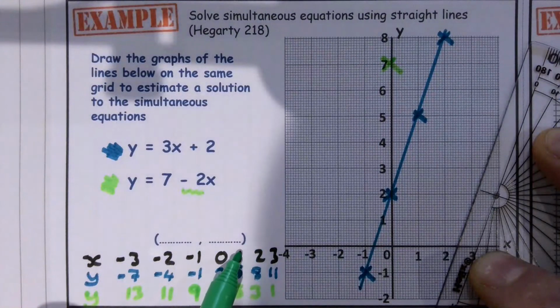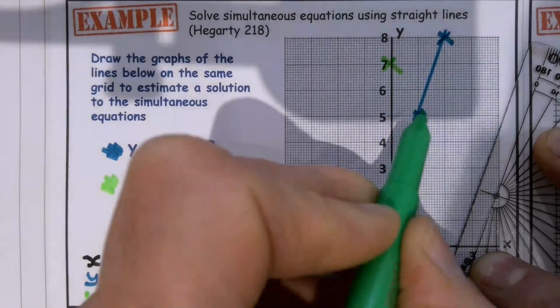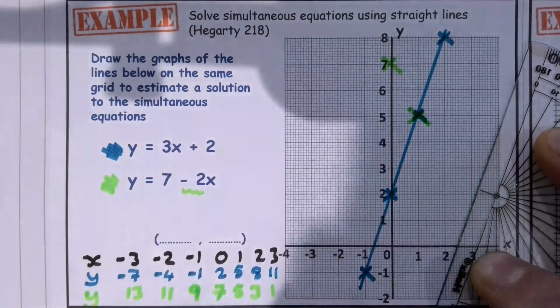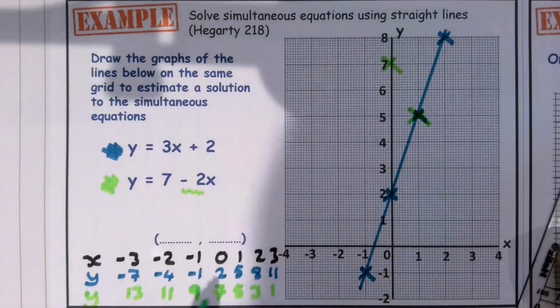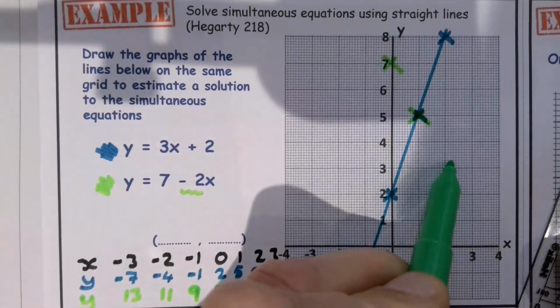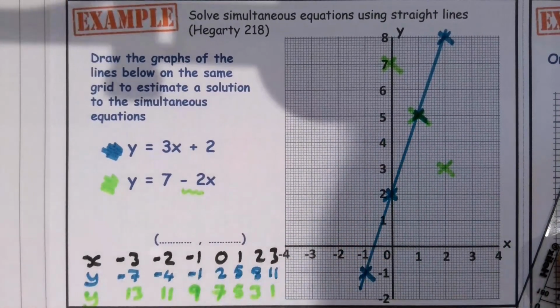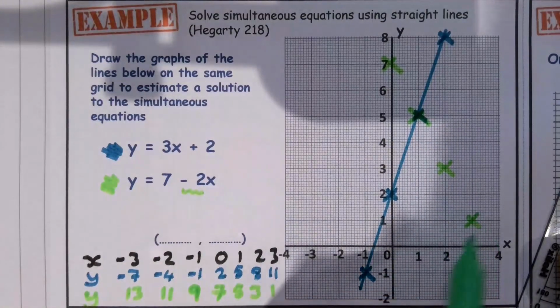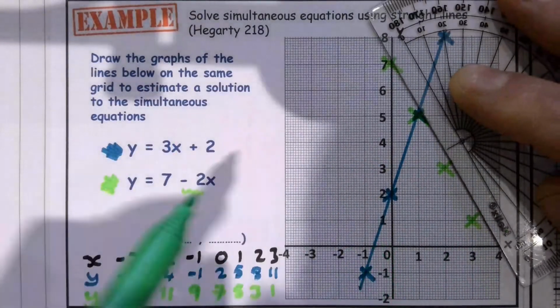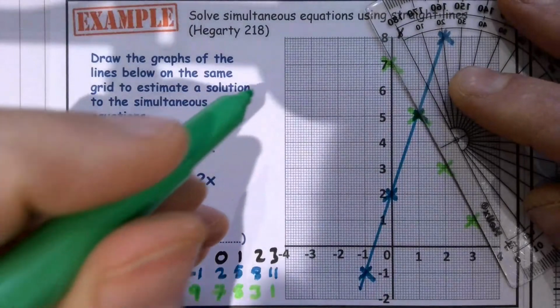I'd do 1 against 5. Yeah, that's going to fit on there. And 2 against 3. That's going to fit on there. And 3 against 1 is going to fit on. Put my ruler against the x's. Do they form a straight line? Yeah, I've probably done it right.